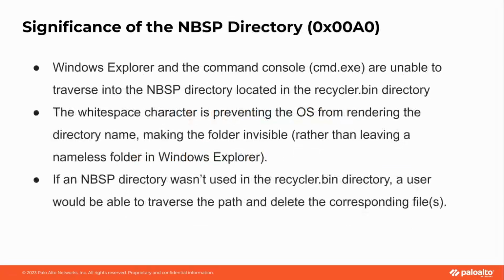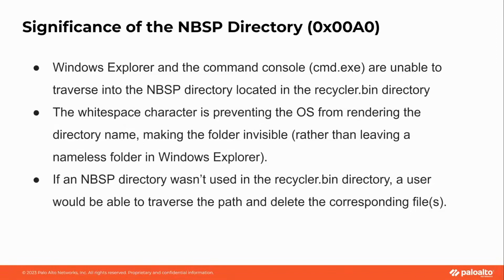So, what is the significance? I've been talking about this NBSP directory, it's A000. Basically, this directory, in combination with the recycler bin, prevents Windows from rendering the directory name, since it's white space, making the folder invisible rather than leaving a nameless folder in Windows Explorer. I confirmed this behavior with Microsoft, and they agreed that it is an issue.